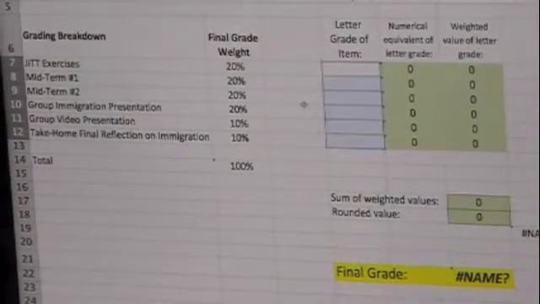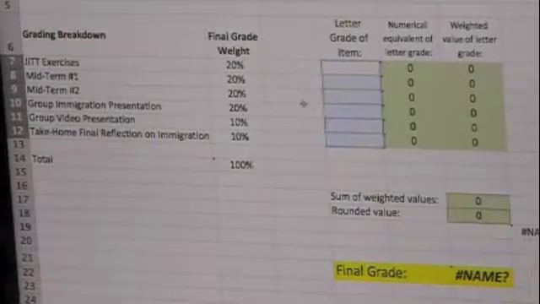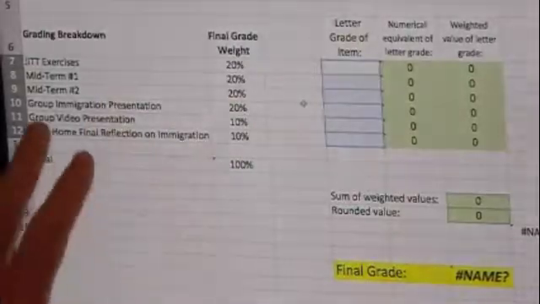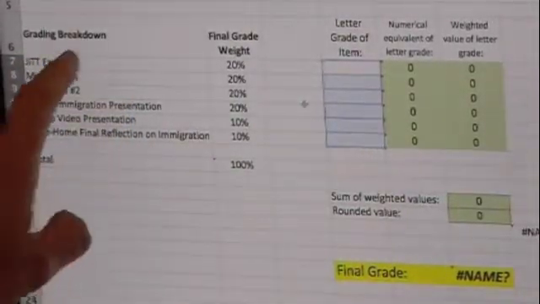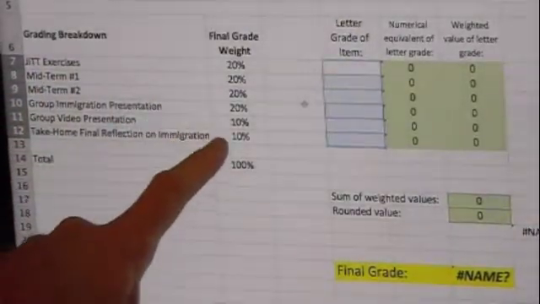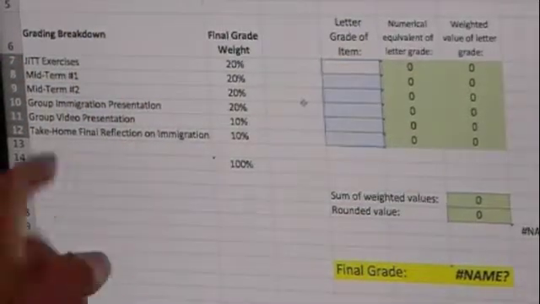Okay, this is just a really quick and kind of crude video to explain the grade calculator that's available as a spreadsheet on your PolyLearn page. When you open up the spreadsheet, you'll basically see the areas of the course which are graded. You'll see the JIT exercises, midterms, etc., with their weight in the final grade as explained in the syllabus.